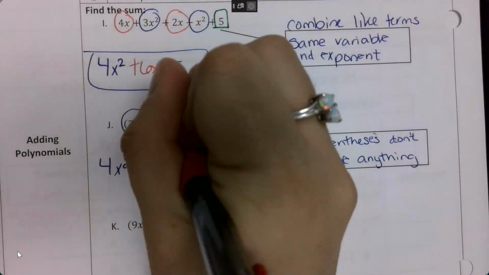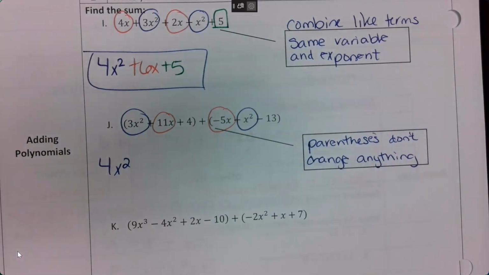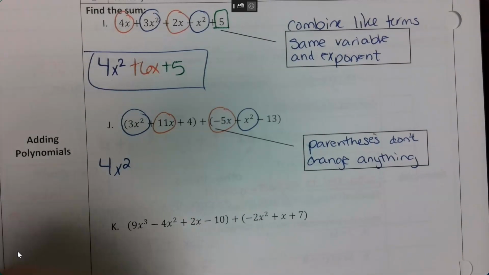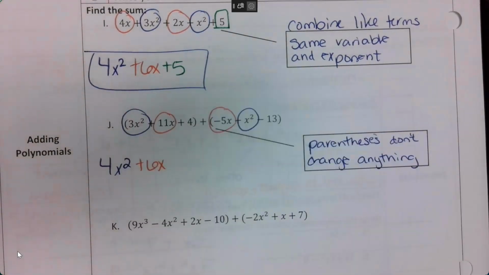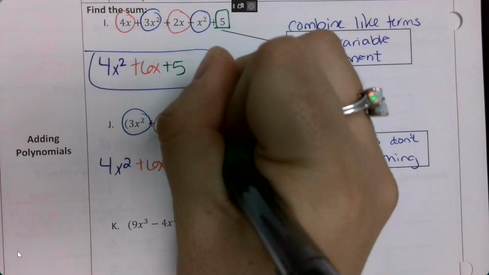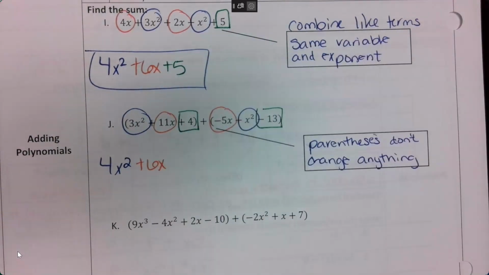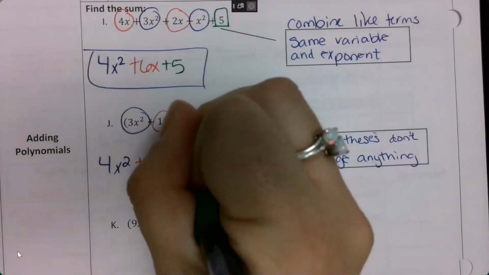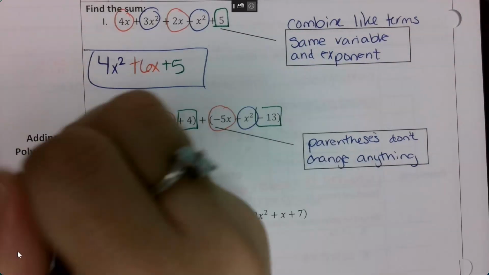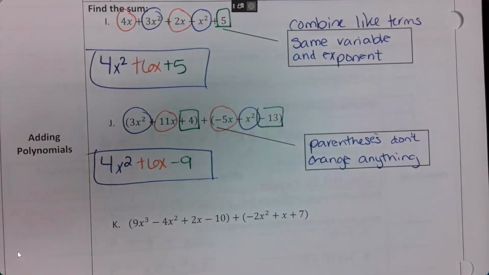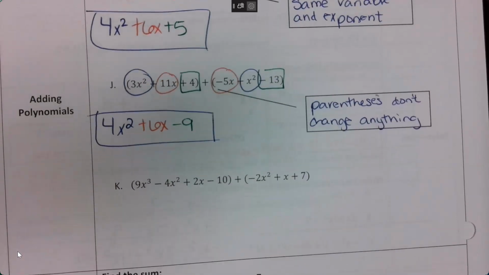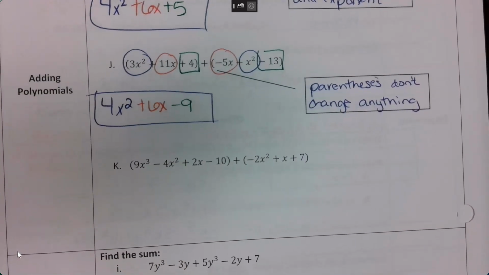Okay, so 11x and the negative 5x are going to get put together. I want to keep the signs with them. What's 11 minus 5? And then I want to go ahead and add my constant terms, I mean. So 4 minus 13 is? So questions there on J.